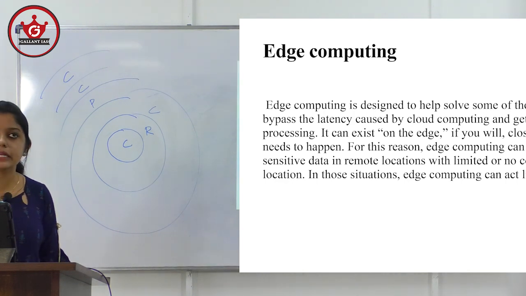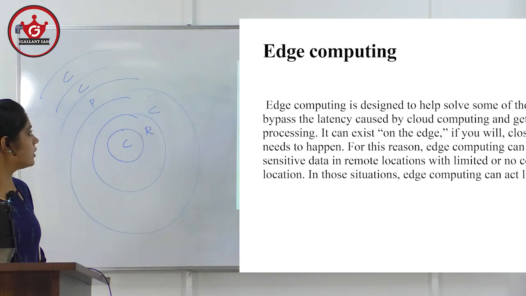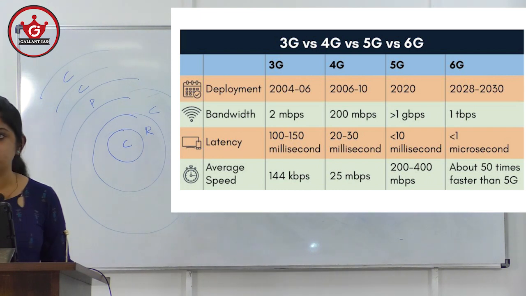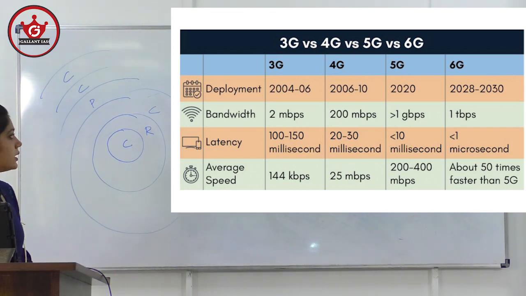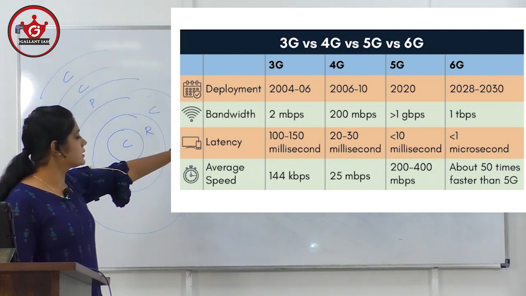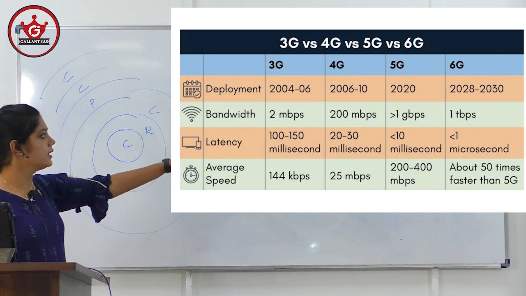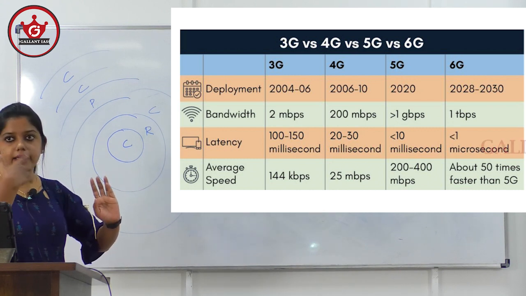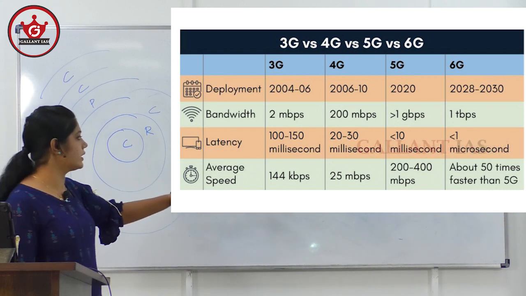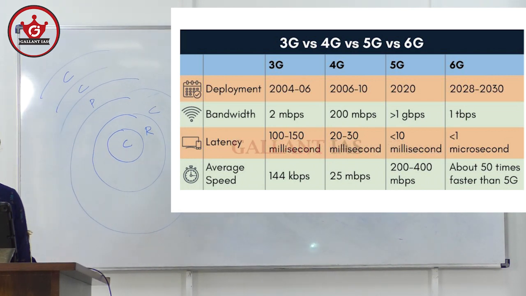It is often on the Department of Science and Technology website also. So, really important. Moving on further, we have 5G. I don't have to explain much, 5th generation, important. I have given the classification of 3G, 4G and 5G. Deployment: 3G 2004-6, 4G 2006-10, 5G 2020, 6G forecasted to be in 2028-2030. Bandwidth I have given, latency I have given, average speed also I have given. Really important, 5G. Questions can be expected.